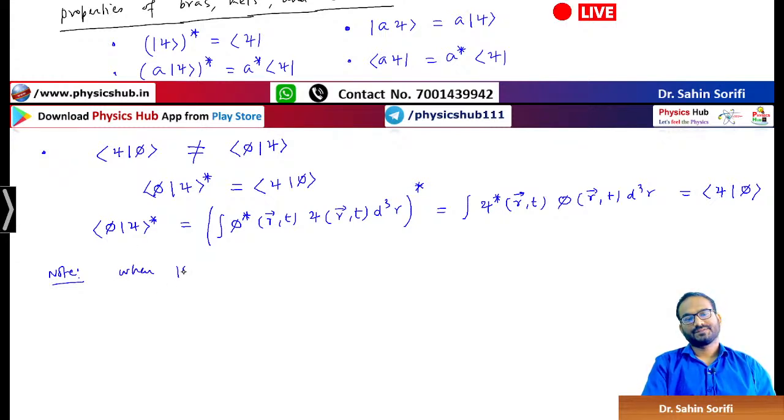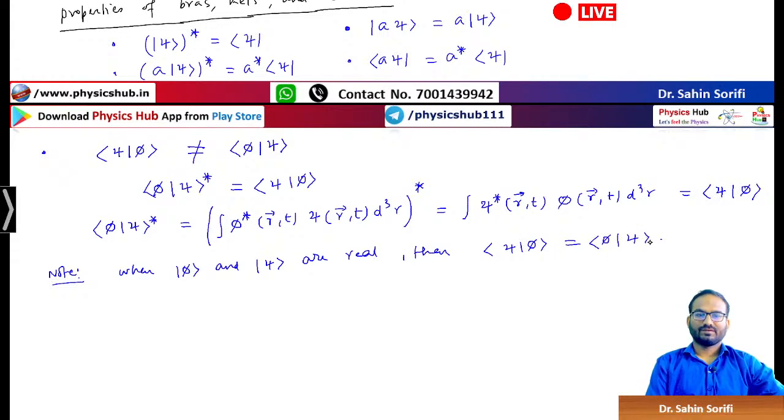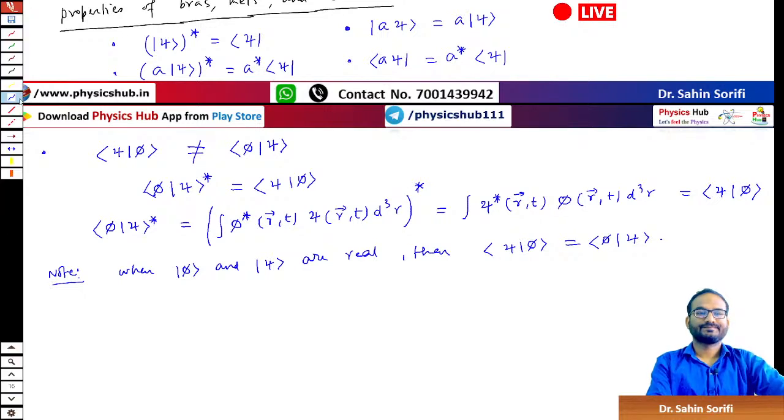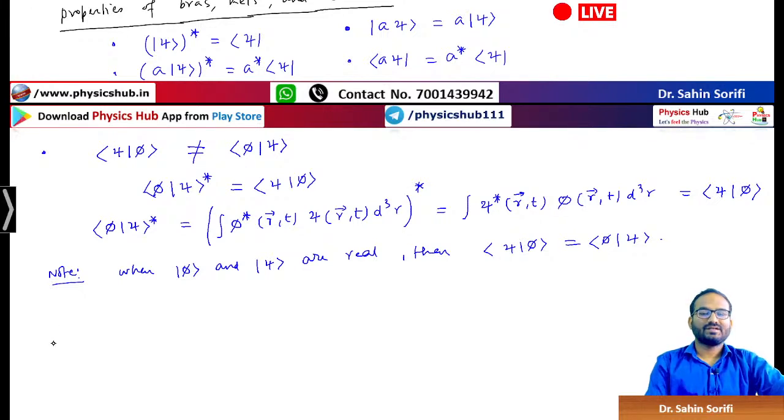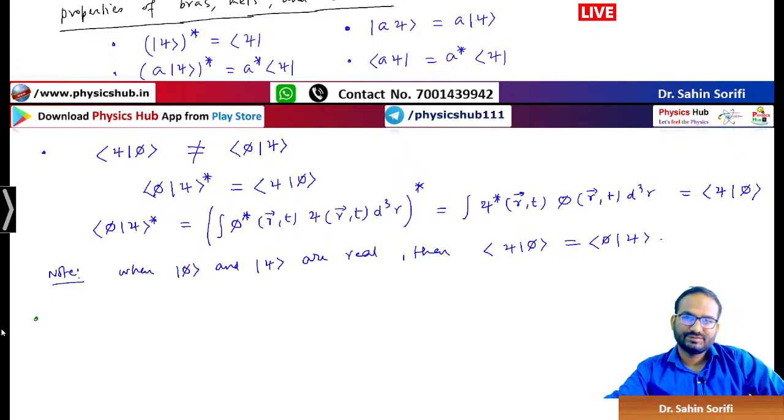When phi and psi are real, then the scalar product of psi phi is equal to the scalar product of phi psi. Okay. Let's go for some other such operations.